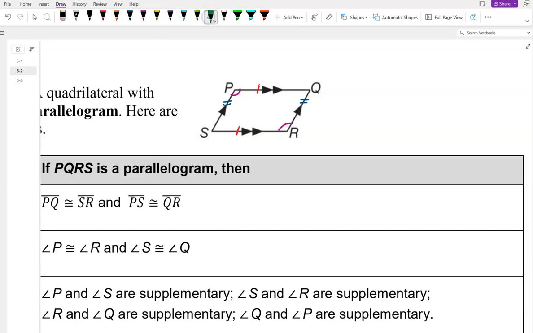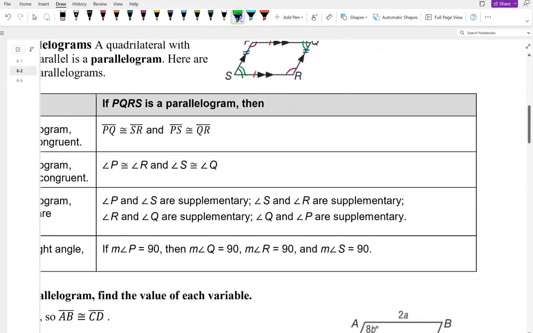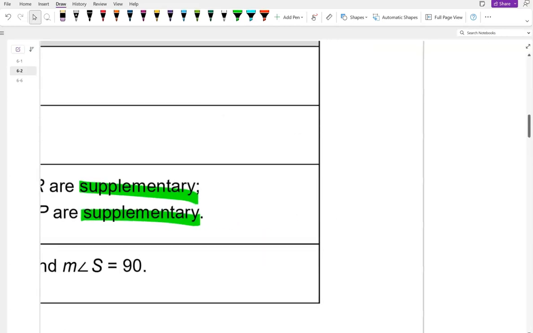And then you've got S is congruent to Q. Okay, so that's all they labeled there. This next piece, where it says that these are supplementary, if you forgot what that means, supplementary means it adds to 180 degrees.